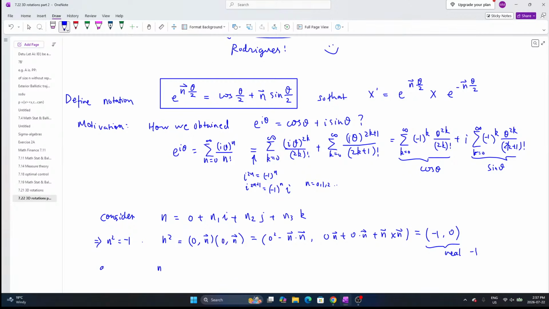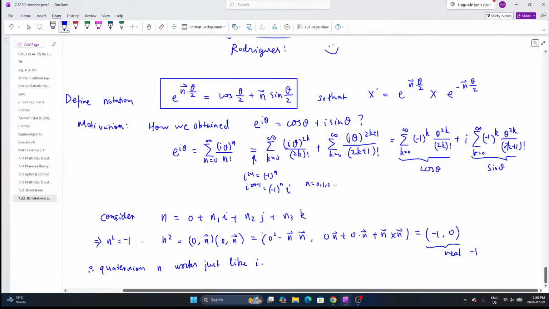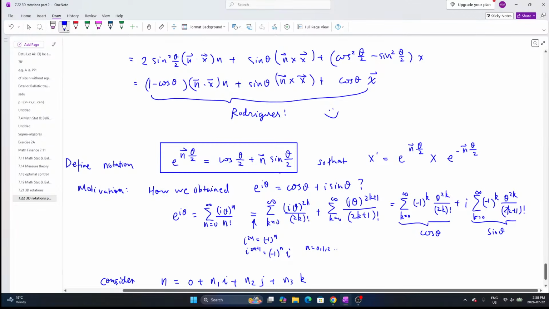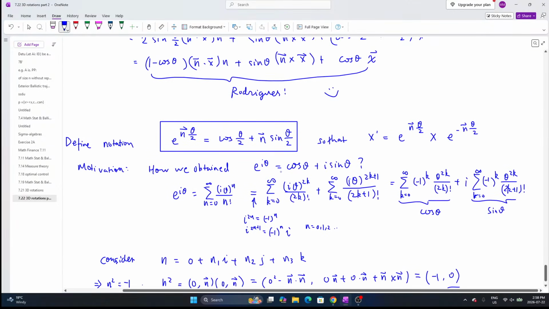So the quaternion n works just like i. Okay, that's the idea. I think we covered the main material. Basically, we have the Rodrigues formula in 3 forms.